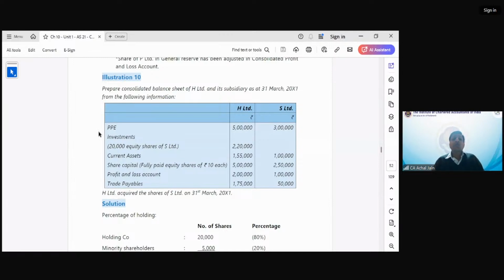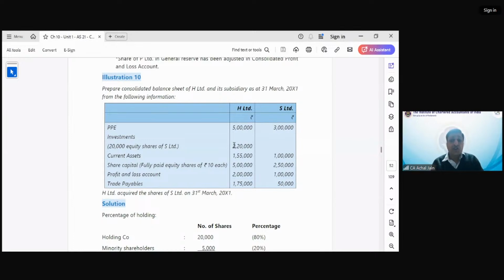Now, in this question, therefore, in the balance sheet, what do you need to do? Very simply, you need to add the items line by line. When you prepare the consolidated balance sheet, at the first place what do you add? PPE, these two you'll add. Current assets, these two you'll add. Trade payables, these two you'll add.